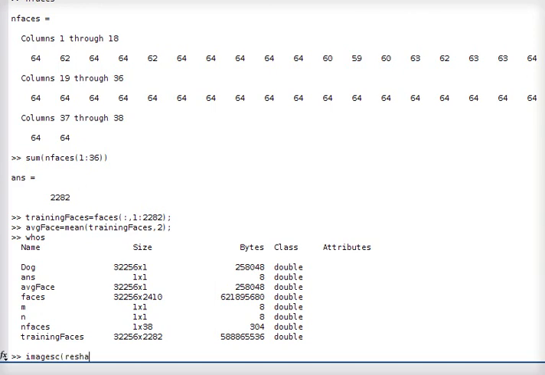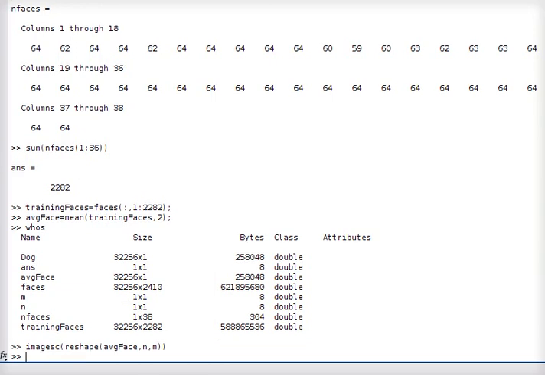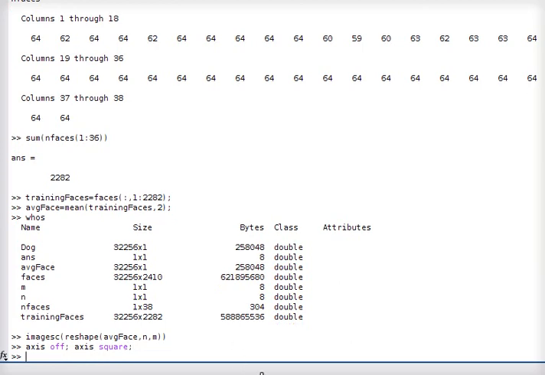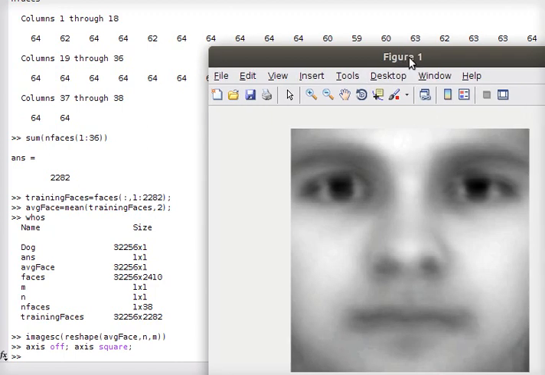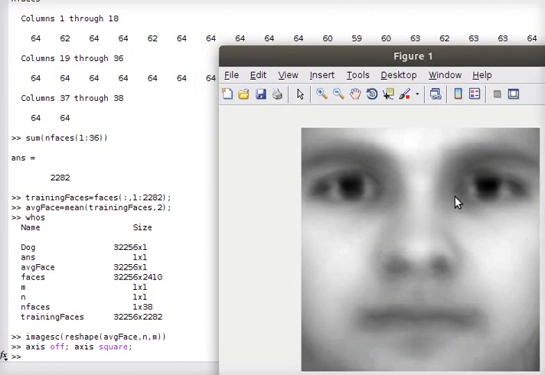Oops, reshape. Average face. In this case, it's in an M. Good. And then we'll go ahead and do the axis off. Axis square, so it doesn't look too deformed. And there we go. Good. So this is the mean face of our 36 people. 36 isn't very many people, so if you get more people or a different data set, the mean looks very different. Okay, so in our homework problem, the mean face is going to be a lot different.